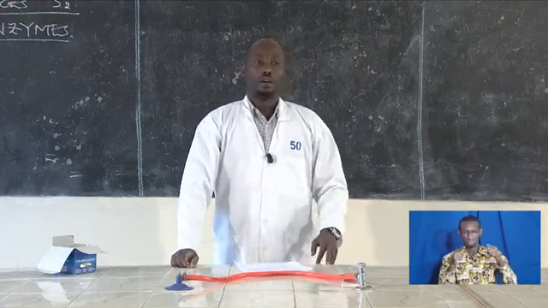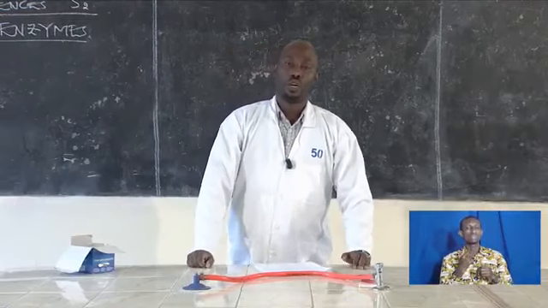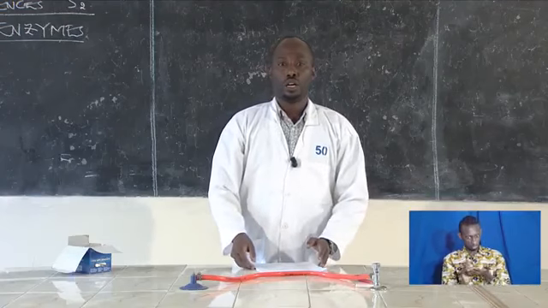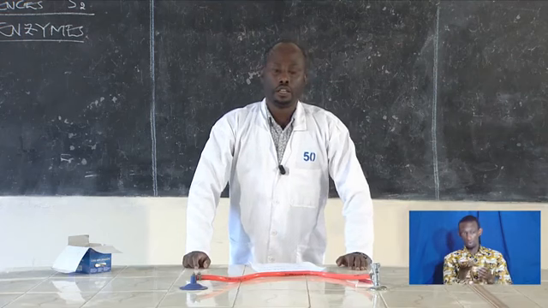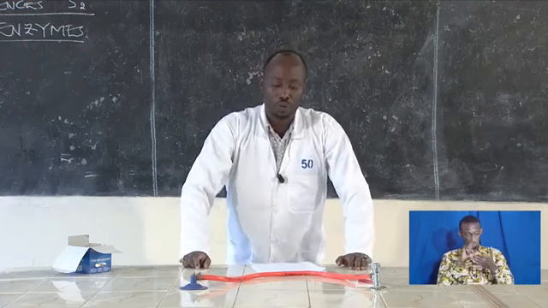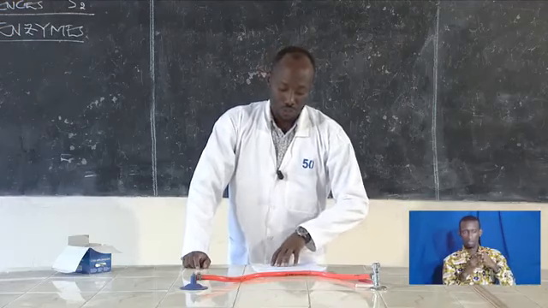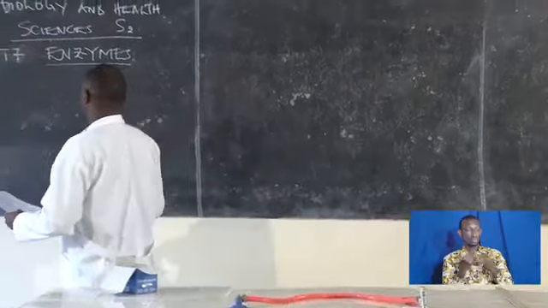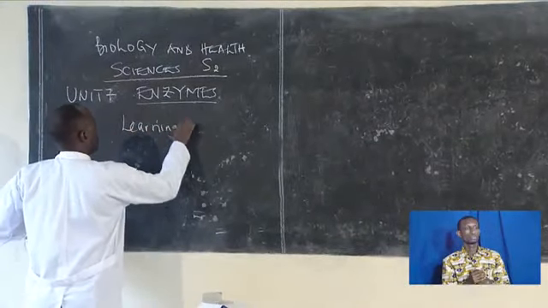Before we start the lesson, I have to remind you to have a pen, an exercise book, and a notebook. And for those who have the textbooks, you can check page 84 of Biology and Health Science for Rwanda schools. So these are the learning objectives of today's lesson.